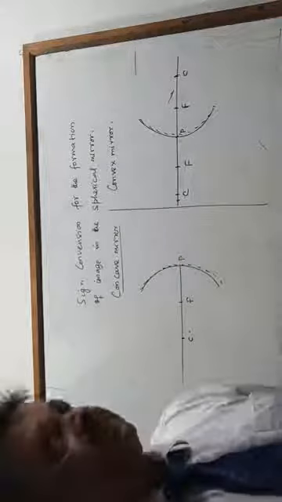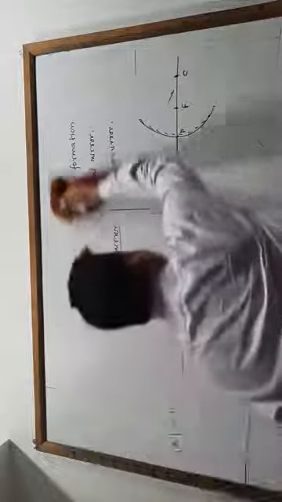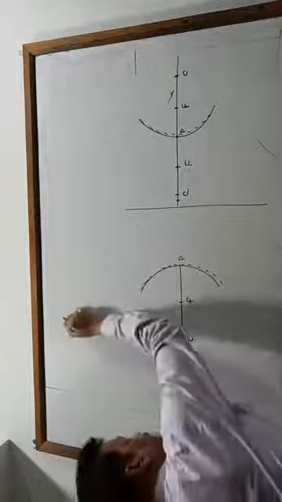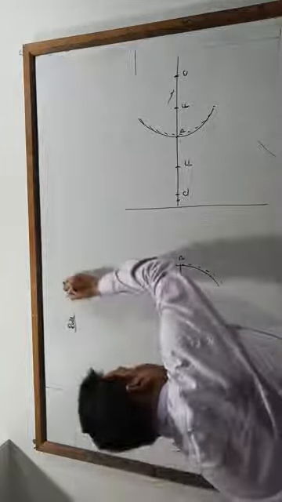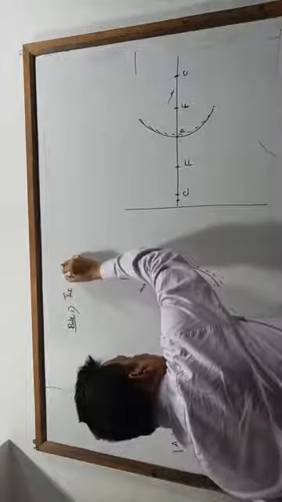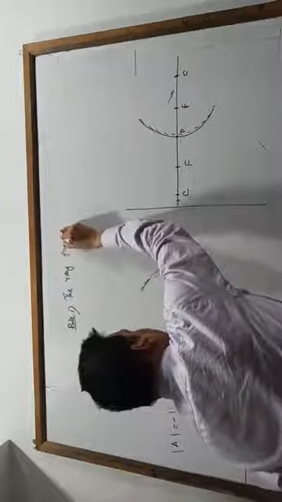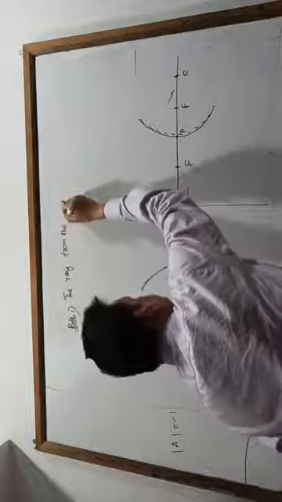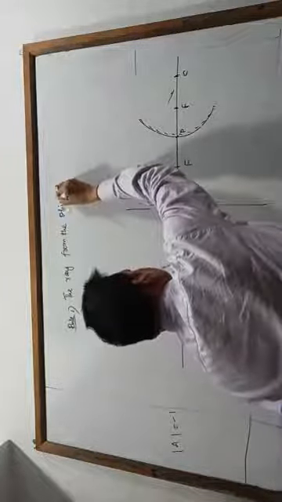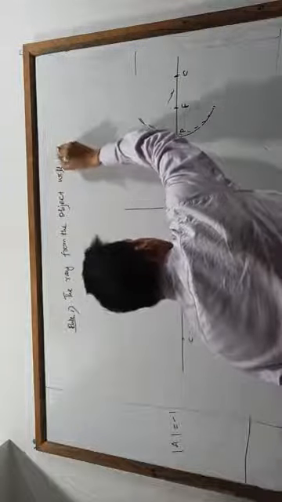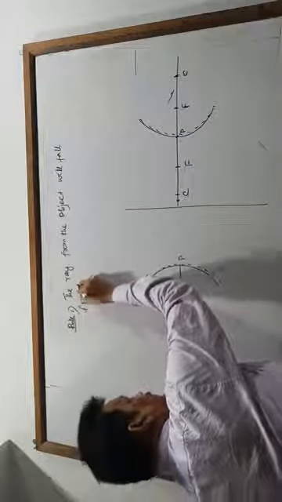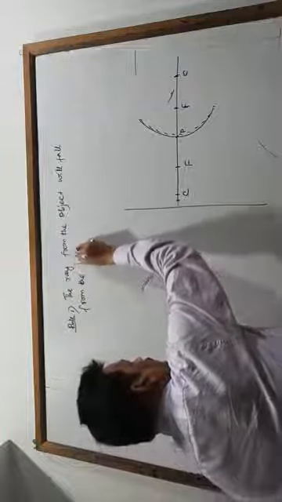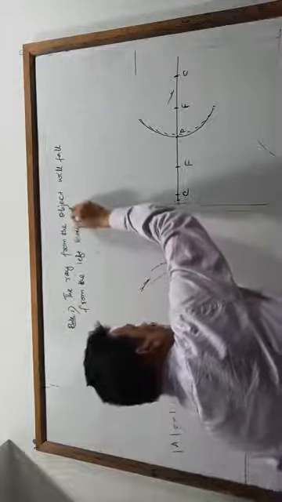So the rules of sign convention you write. What is the rule here? Rule 1: the ray from the object will fall from the left side of the mirror.